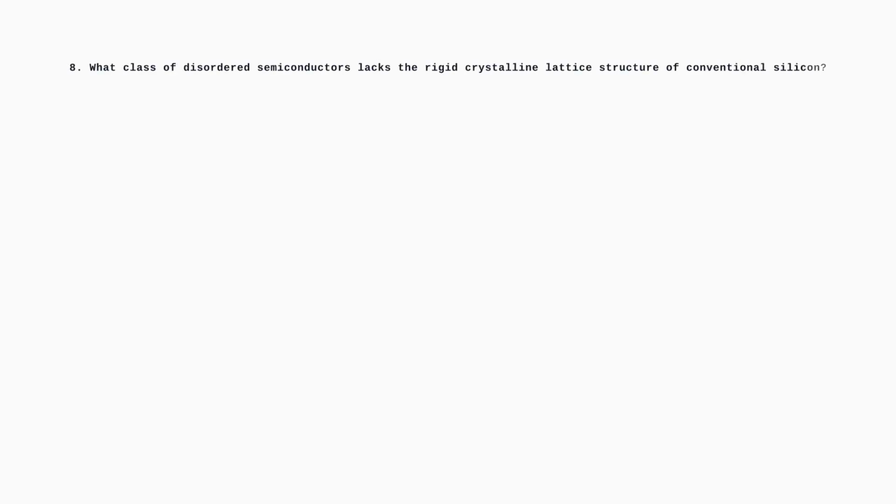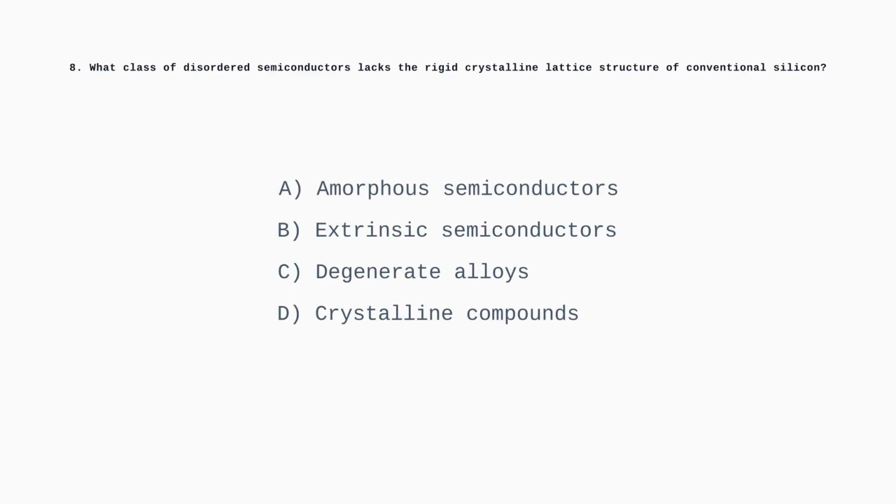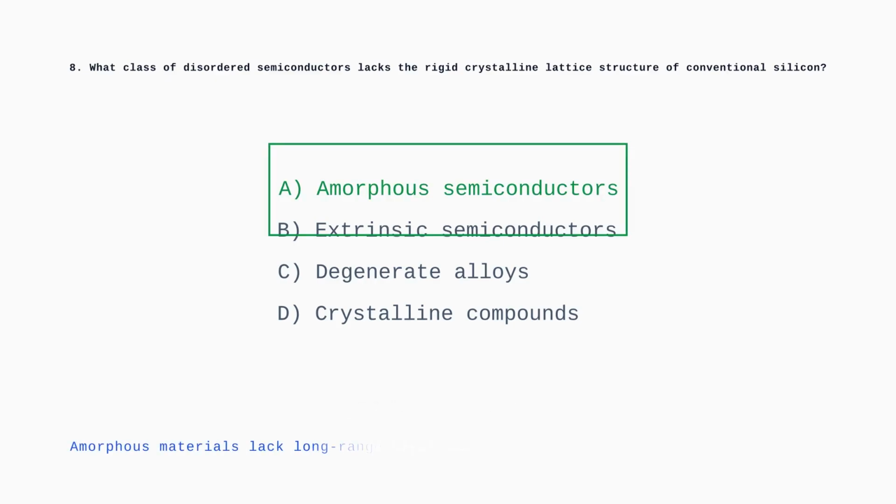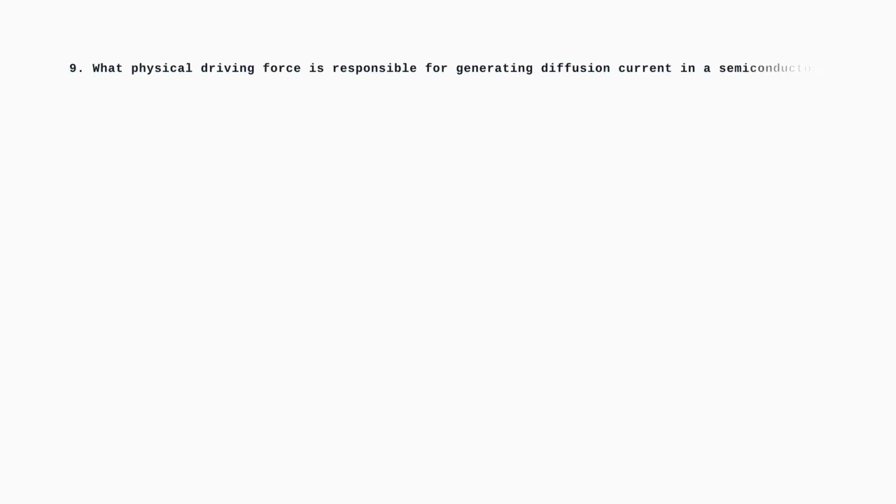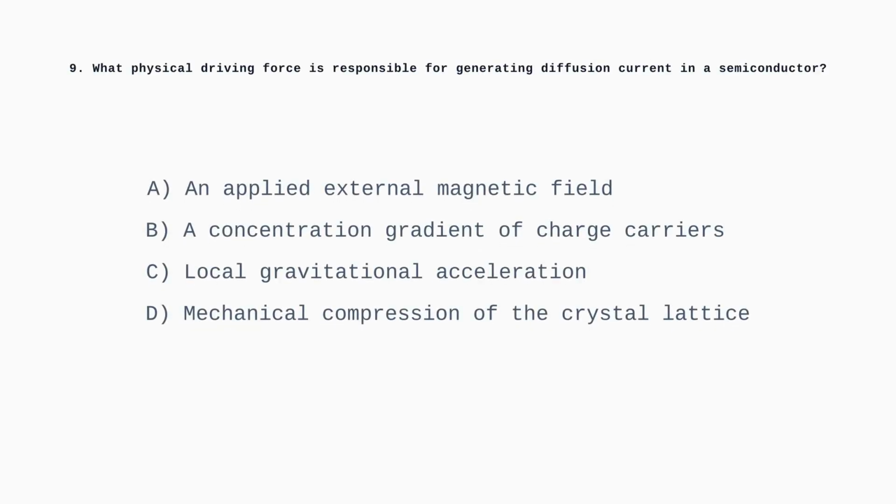Question 8. What class of disordered semiconductors lacks the rigid crystalline lattice structure of conventional silicon? Amorphous semiconductors lack a regular, repeating atomic lattice structure. Hydrogenated amorphous silicon is widely used in thin-film solar arrays. Question 9. What physical driving force is responsible for generating diffusion current in a semiconductor?